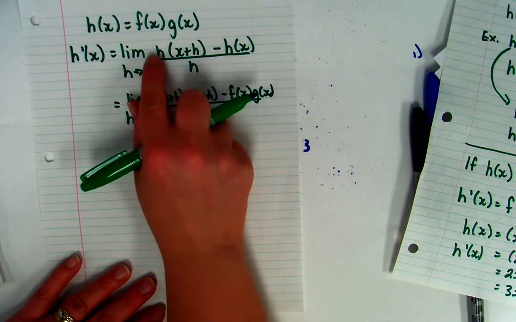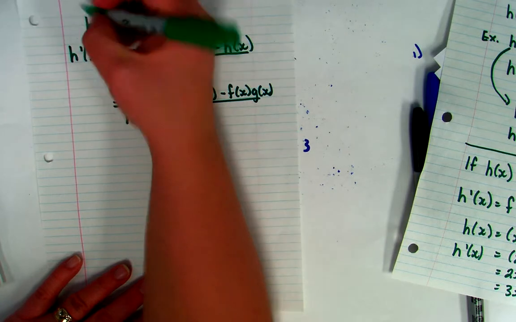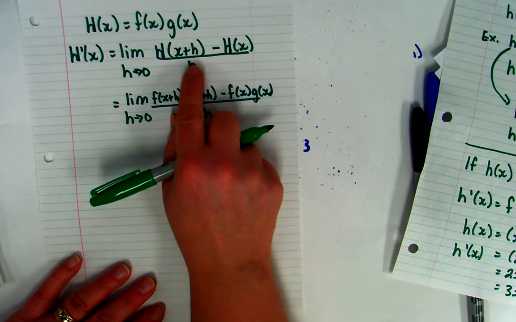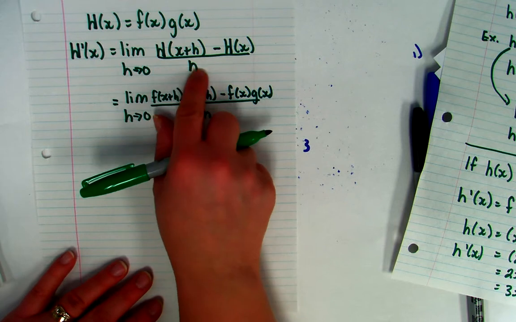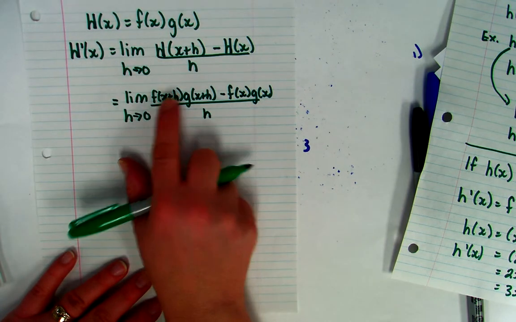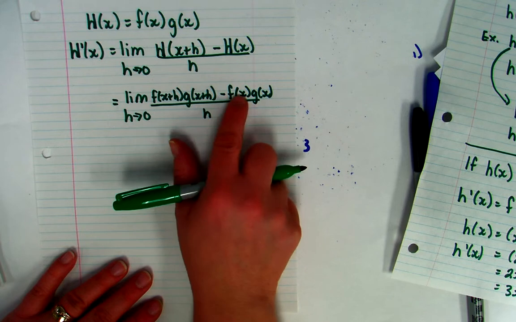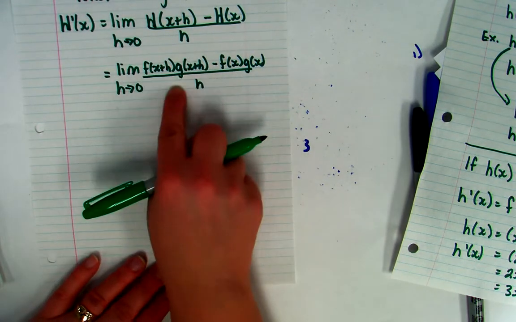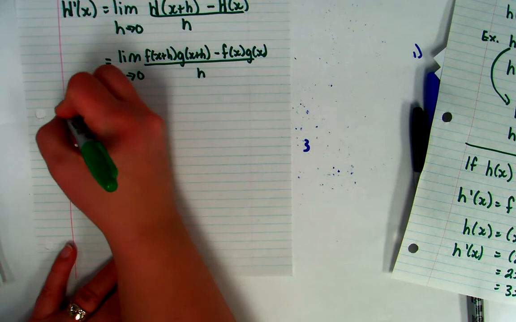All I did there was replace the h notation, and actually I think I might change this to a capital H just to distinguish it from this h on the bottom, which represents the distance between our 2 points. But H is just f times g. So f at x plus h times g at x plus h, minus f at x, g at x. Now, I can't do a lot with this right now because I can't common factor. Just going to have to trust me.